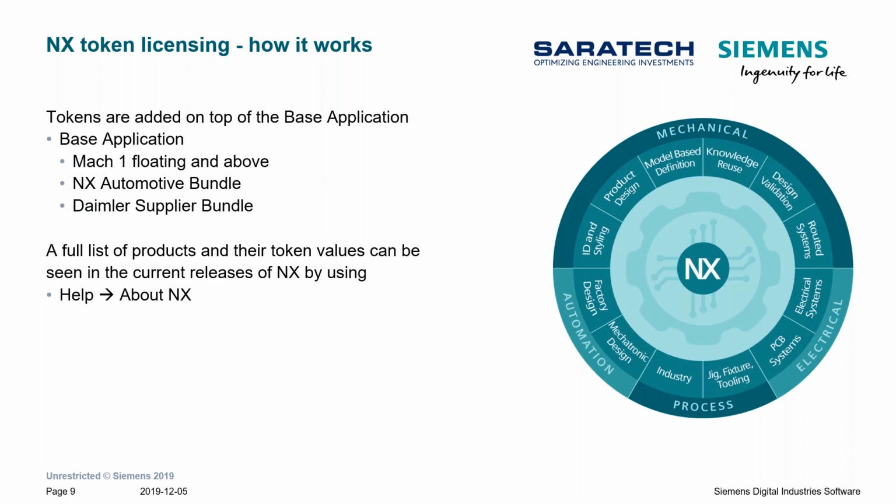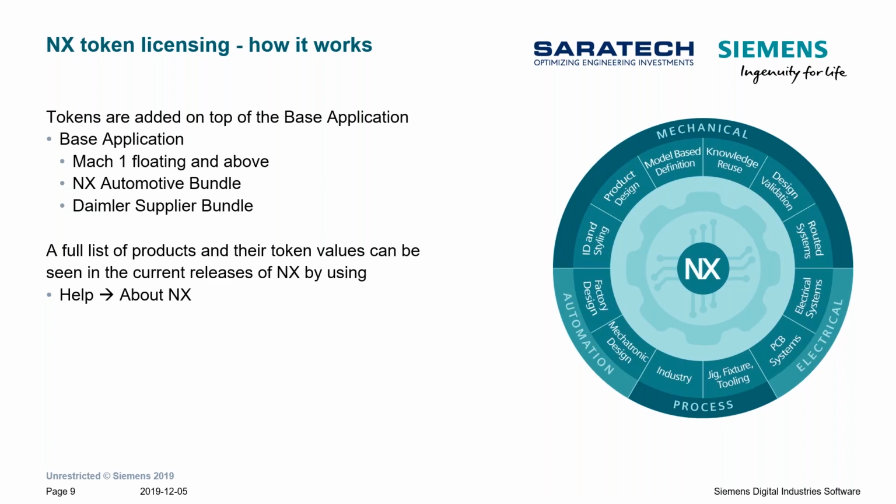Now, sometimes when I talk to customers, they'll say, how can I find out what token values each thing is? Actually, if you are moving up into the current releases of NX and you look under Help, About NX, you'll notice that one of the things we do is give you a list of the various products and their token values. So you can get a sense of where you're going with that.